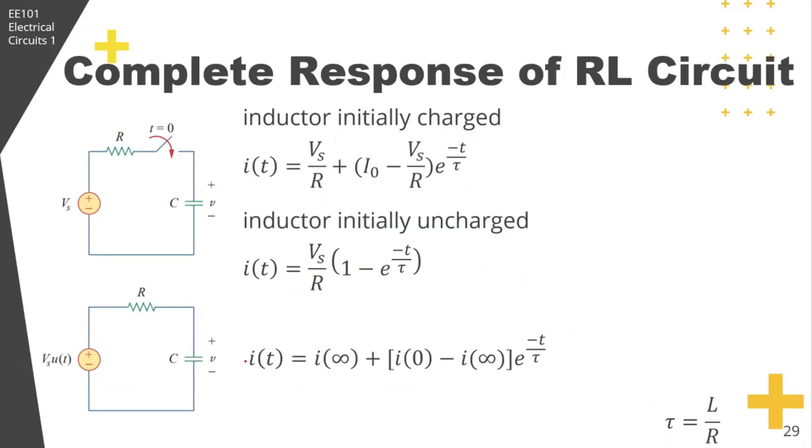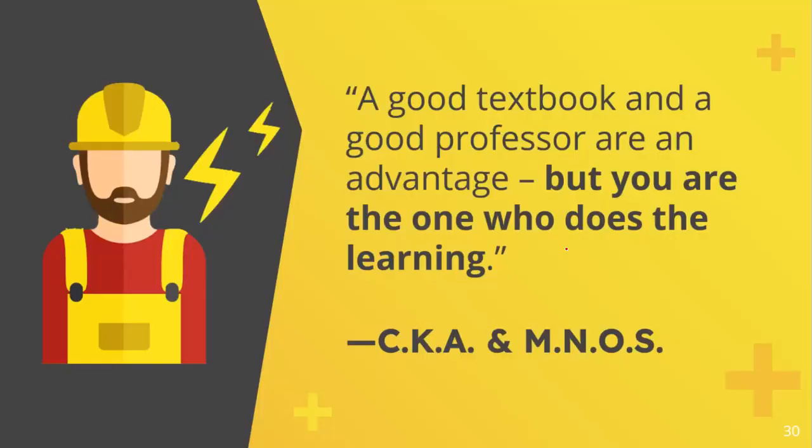To make it easier, to get the complete response we just use this, similar to the RC circuit. Earlier, V of t is V at infinity plus V at 0 minus V at infinity, then e to the negative t over tau. For the RL circuit, I of t is I at infinity plus I at 0 minus I at infinity, whole quantity times e to the negative t over tau. Only now tau will be L over R instead of R times C. Okay, that's it for the first order circuits. Thank you.